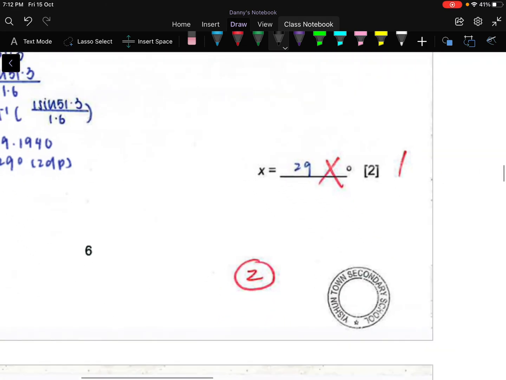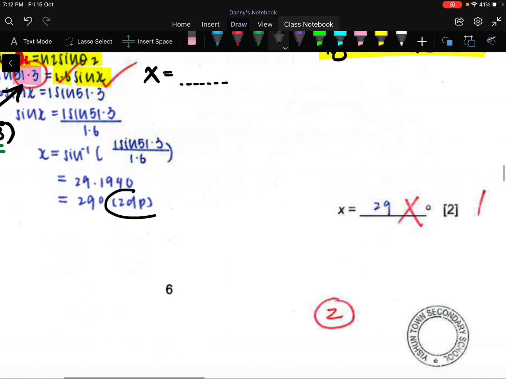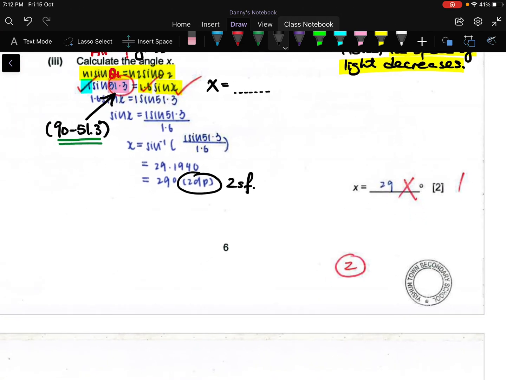So very good. Here she noticed that unfortunately it is not 2dp, it is 2sf. Okay, for your theory paper, everything is 2sf, including decimal points.